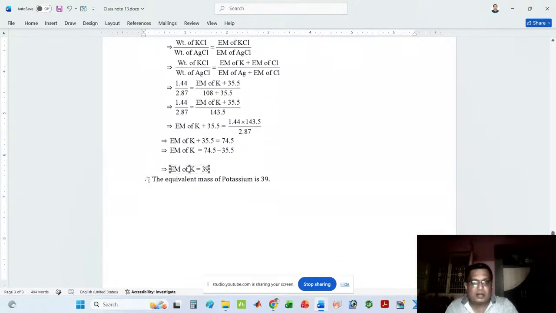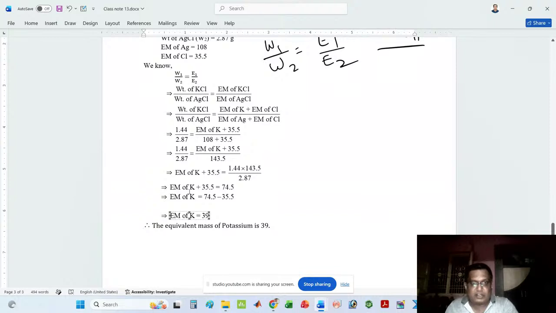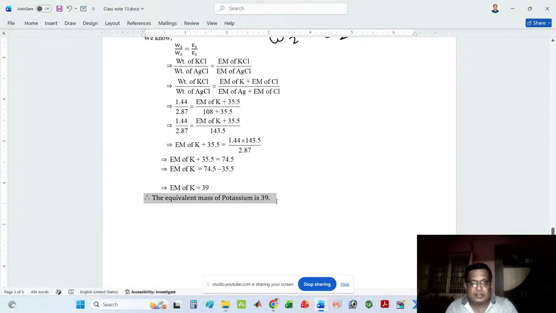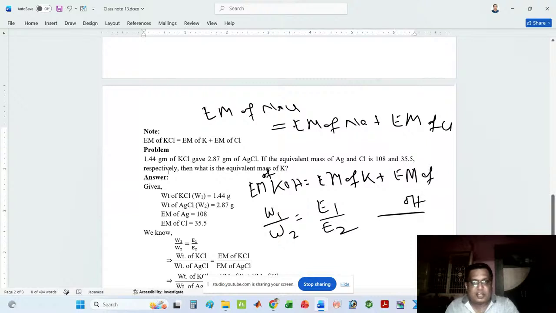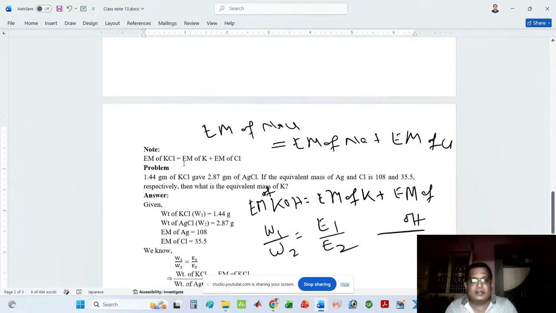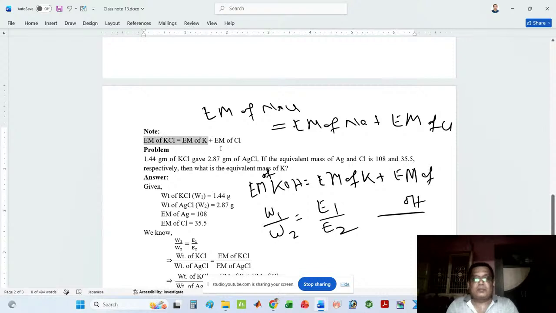So, from the calculation, it is seen that equivalent mass of potassium is 39. Like such type of problem, you will solve different types of problems related to this concept. Sum of the equivalent mass of the atoms is equal to the equivalent mass of the molecules.